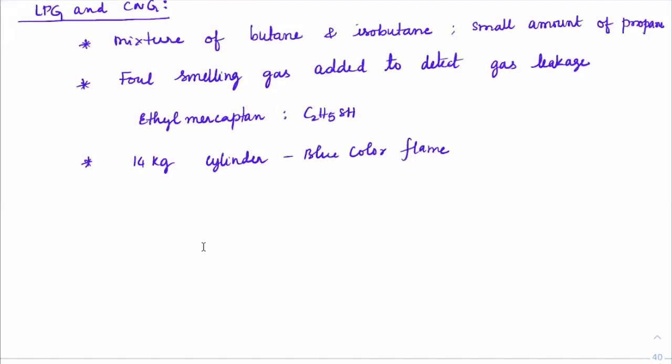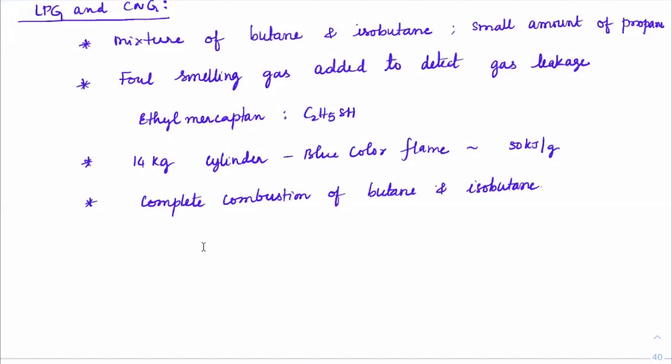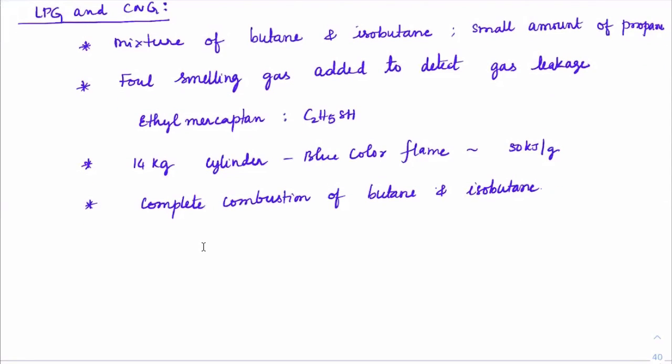Okay, and its calorific value is approximately 50 kilojoules per gram. So it gives around 50 kilojoules per gram. One of the reasons why we use LPG is that it gives complete combustion of fuel, which includes butane and isobutane. So there is no other residue or half combustion that happens during the reaction here. Got it? So the combustion gets completed.